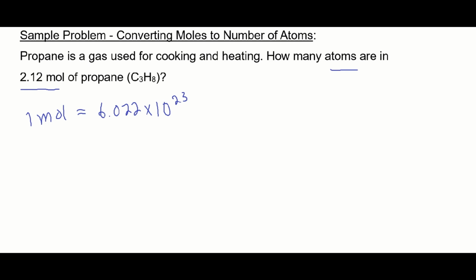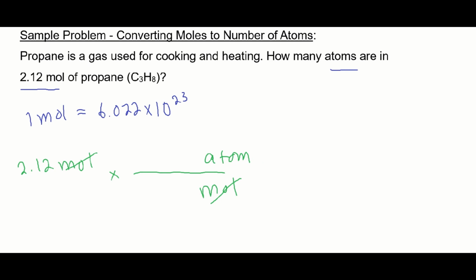All right, let's start with what's given, which is 2.12 moles. I'll just leave out the substance right now because we're only dealing with one substance here, which is propane. And we're going to use a conversion factor which cancels out the moles. That's the undesired unit, and gives us the desired unit of atoms.